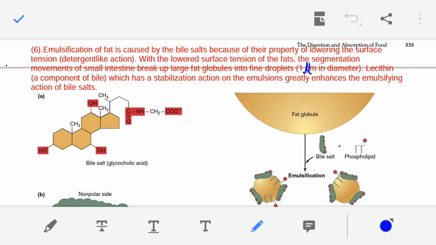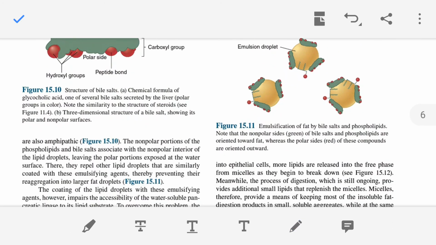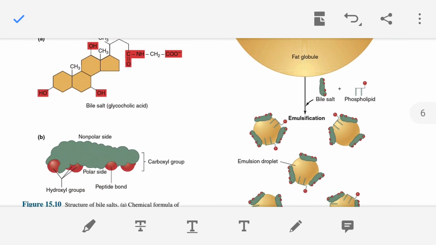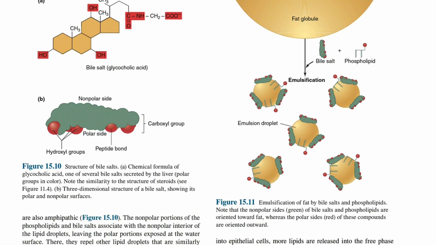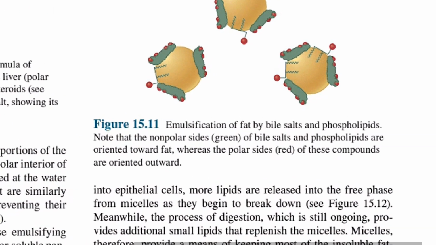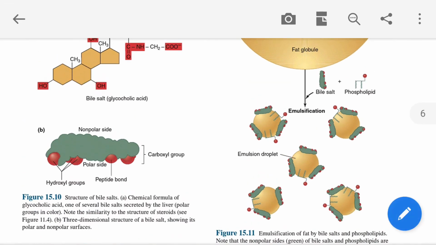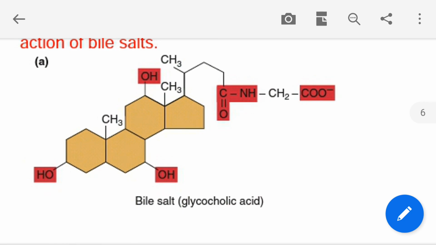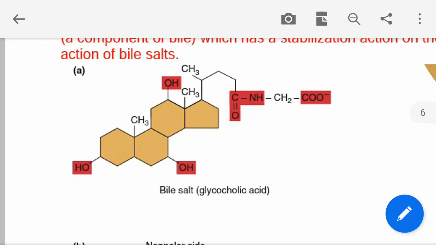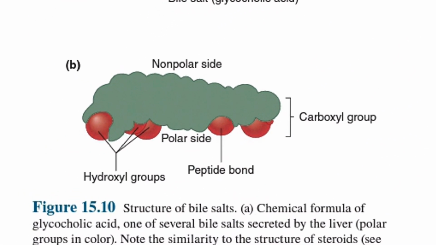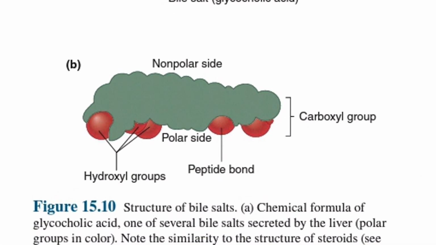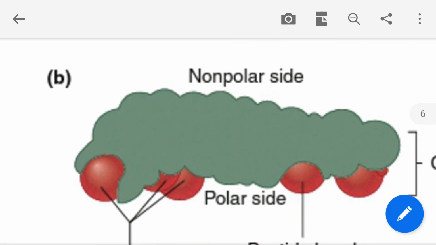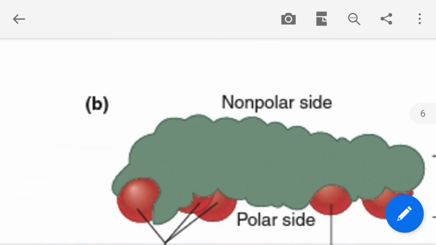So this is the sixth point. Now moving on to the seventh point. Before that, I would like to show you this entire figure. So the process of emulsification, and here the structure of bile salt, glycocholic acid, and here this one, the structure of bile salt, this side is the polar side, and this side is the non-polar side.